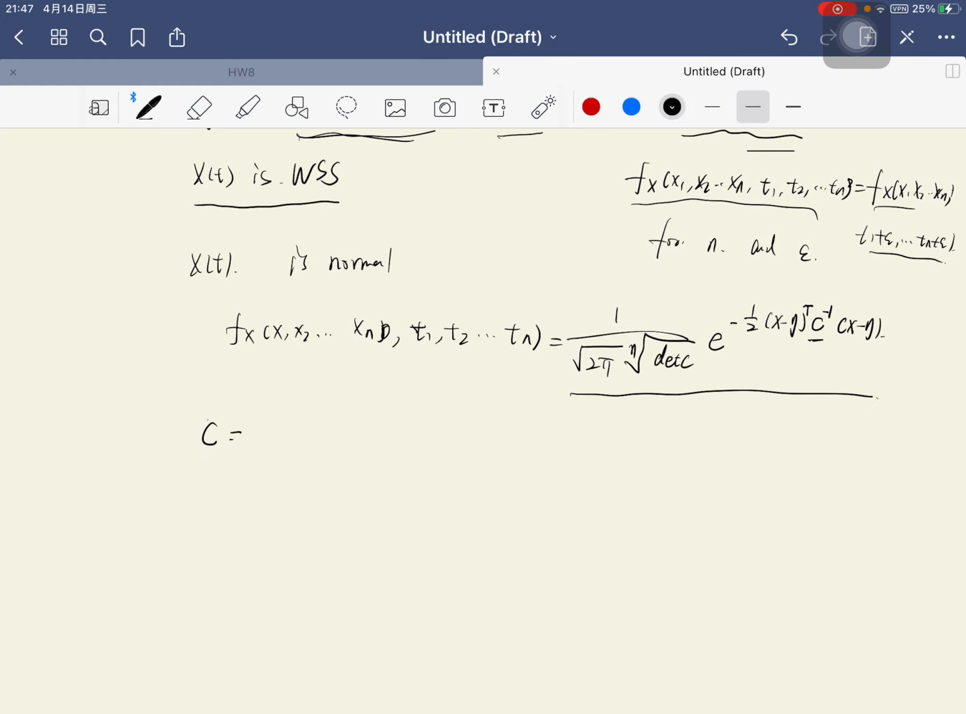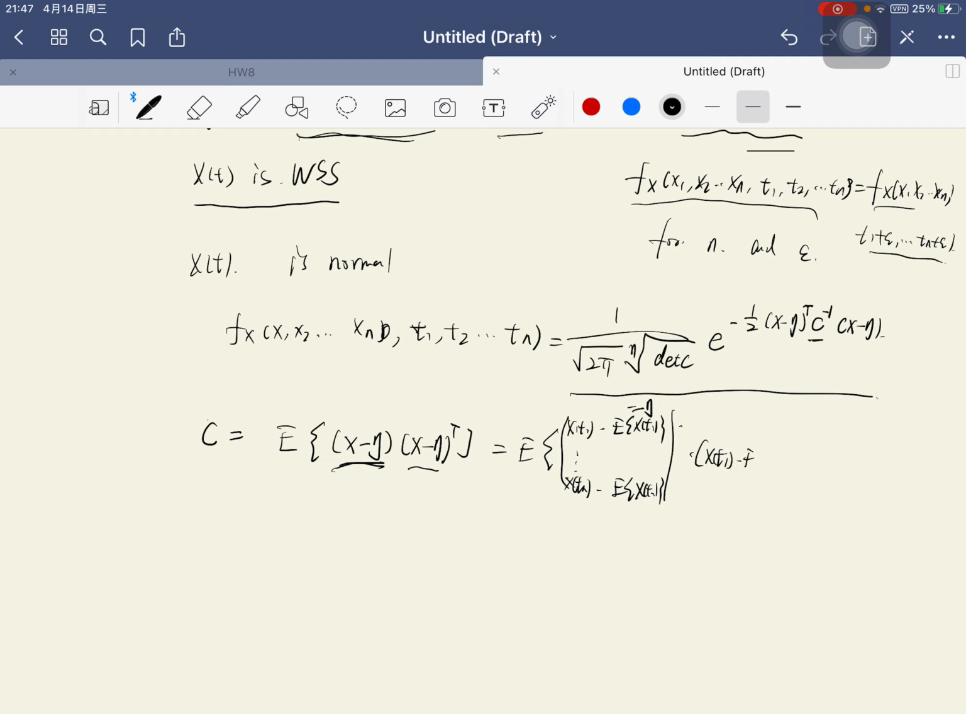C is equal to the expected value of (x minus eta) times (x minus eta) transpose. The vector x minus eta has entries X(t1) minus the expected value of X(t1), up to X(tn) minus the expected value of X(tn), and its transpose is the corresponding row, X(t1) minus E[X(t1)] through X(tn) minus E[X(tn)].